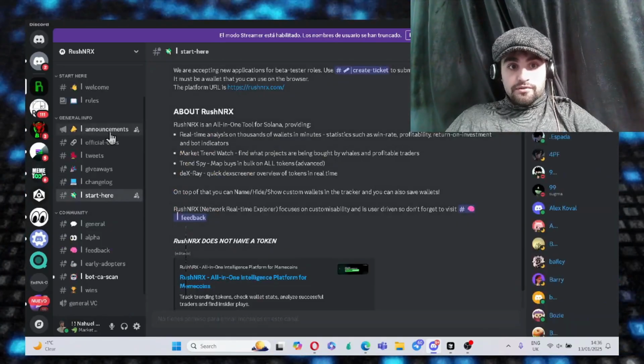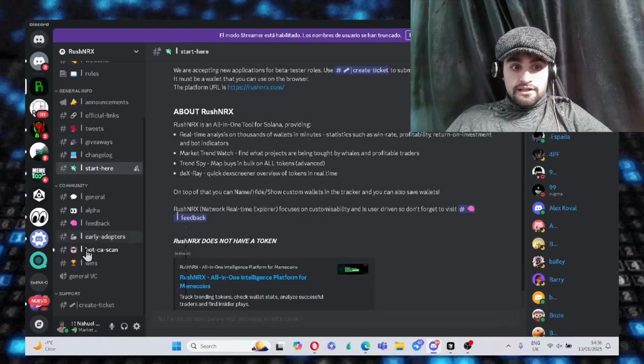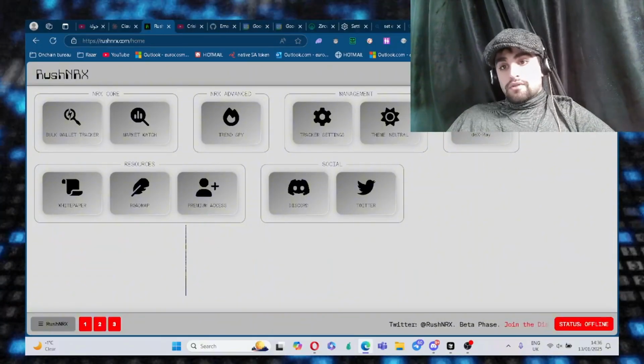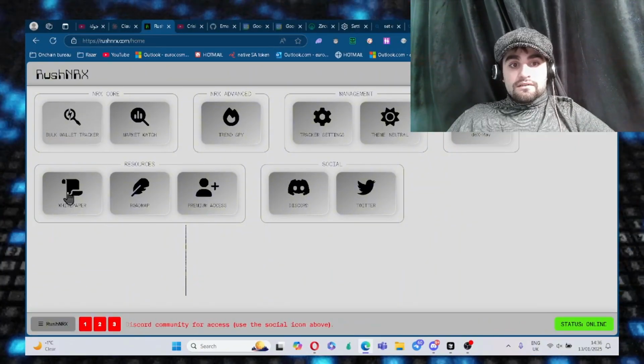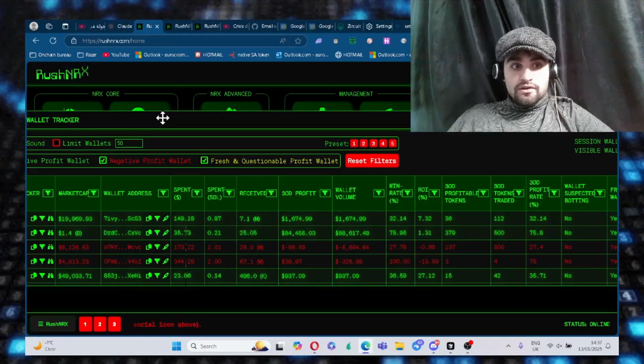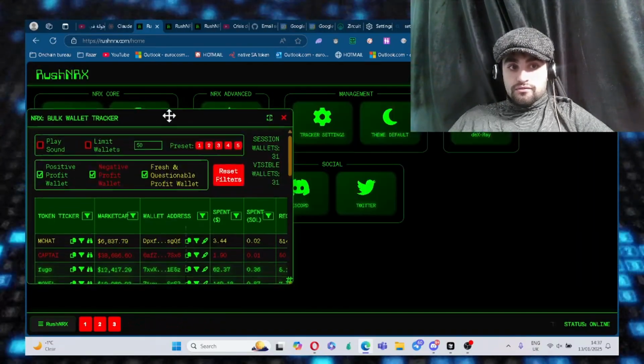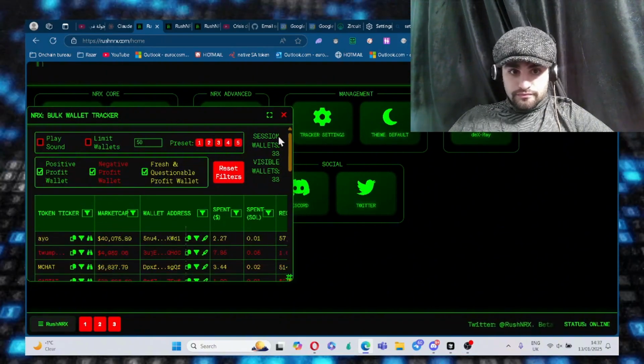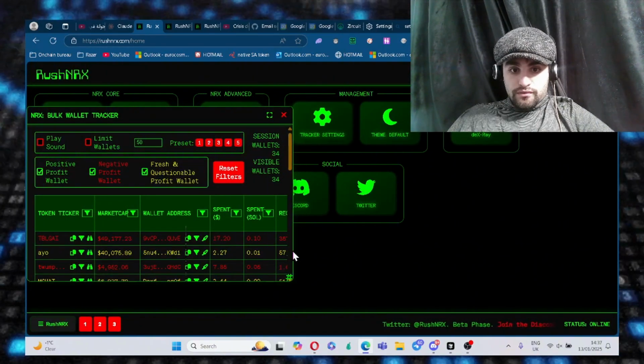The first one we're covering is Rush NRX and their website. We will go straight into it, okay? As you can see, we have NRX Core and NRX Advanced. So if we go to Bulk Wallet Tracker, what do we see here?